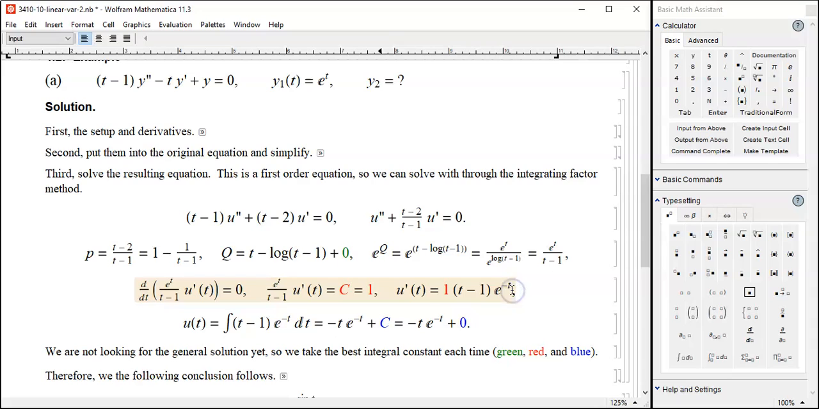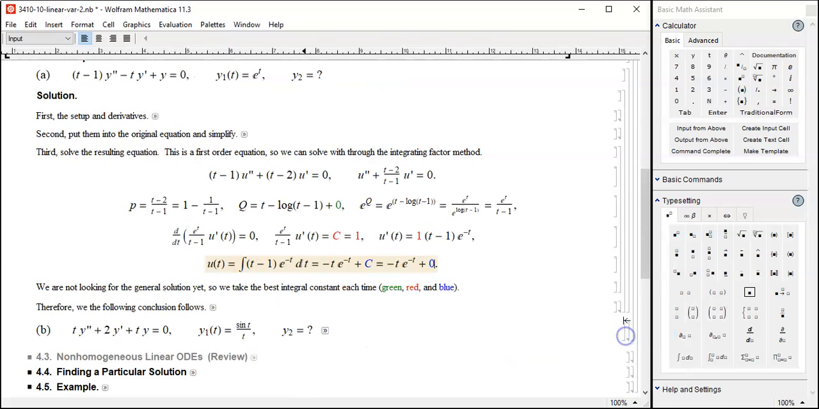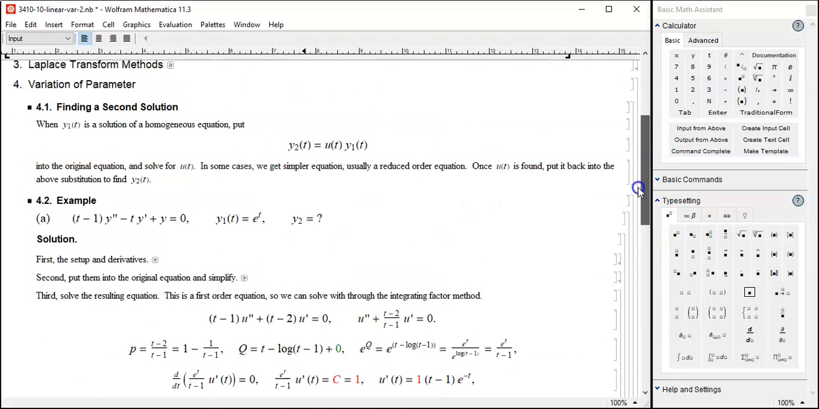Alright, u prime is this, so take another antiderivative, and that's going to be my u, and here plus c is going to be just 0. It's okay because I'm not multiplying anything. So we found u. We wanted to find u so that y2 is u times y1.